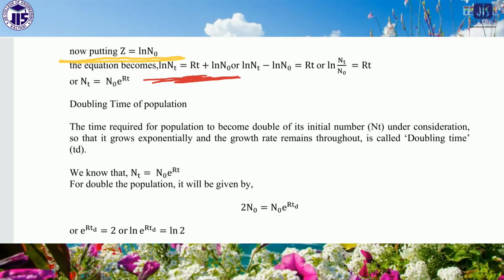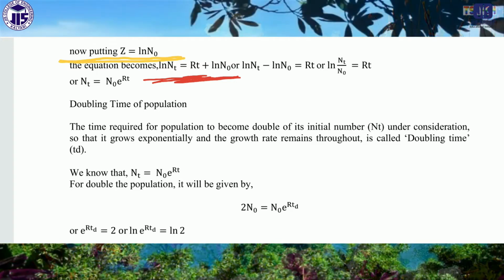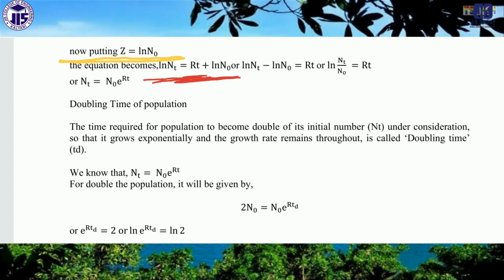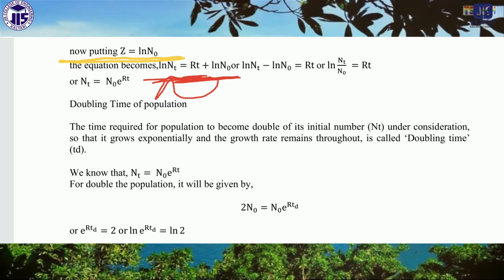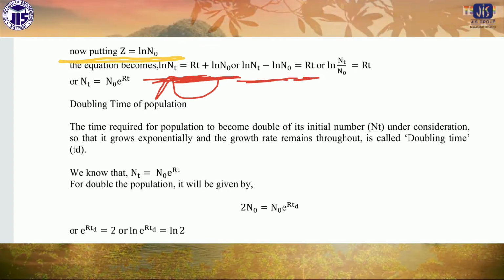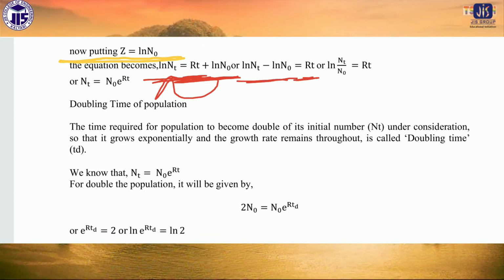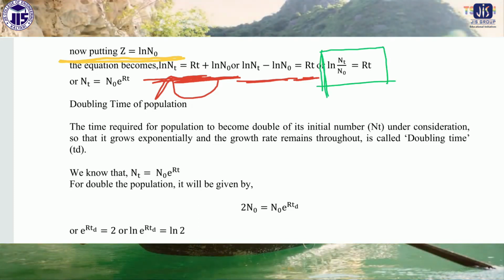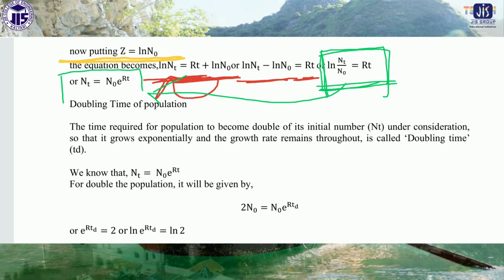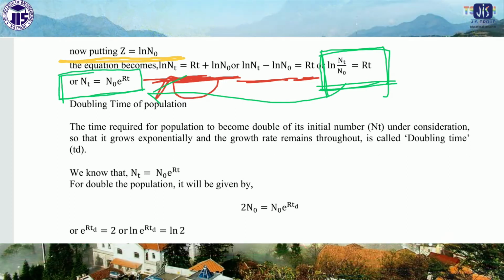So ln nt equals rt plus ln n0, and from that equation, if ln n0 comes to this side, then ln nt minus ln n0 equals rt, and finally we get ln nt by n0 equals rt. That form you have to keep in mind, or from that form we can also write nt equals n0 into e to the power rt.